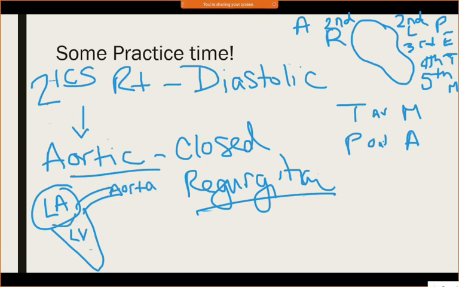And we don't have a problem right now with our mitral valve. This is the aortic valve. So this valve is closed properly. So we're talking about diastole. During diastole, this valve is supposed to be open, and it's supposed to be filling the left ventricle. And this valve is supposed to be closed.